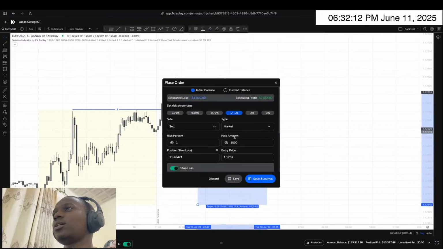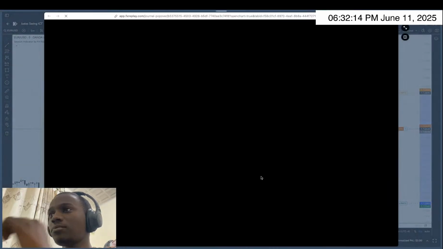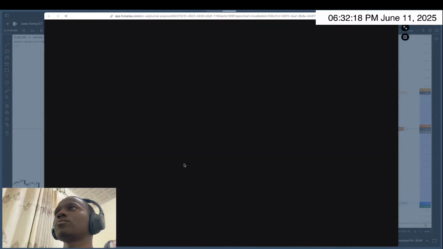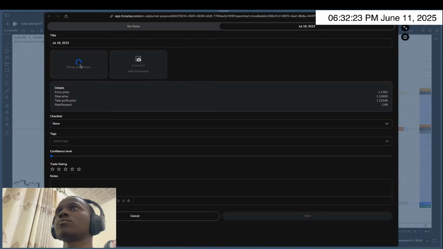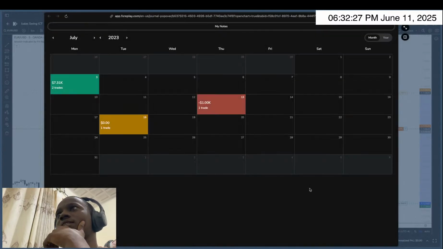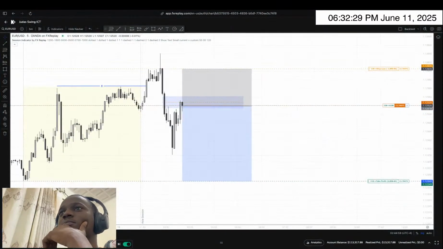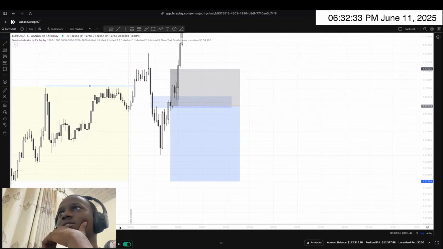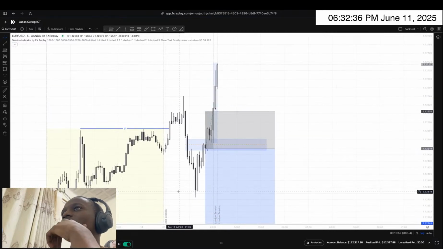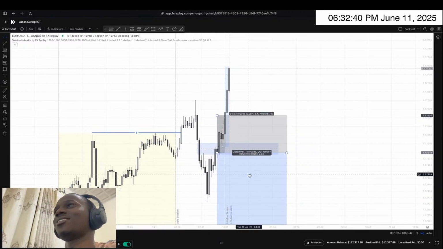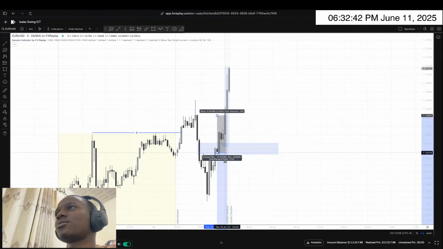So I'll be risking 1%. Then I will save that. Okay, good. Now let's play it in slow-mo and see the candles print slowly. So you can see we end up getting stopped out. It's just part of the process. It happens almost every day, so it's not something big.